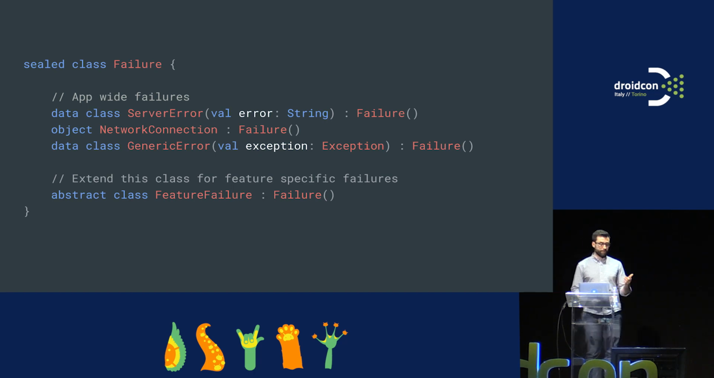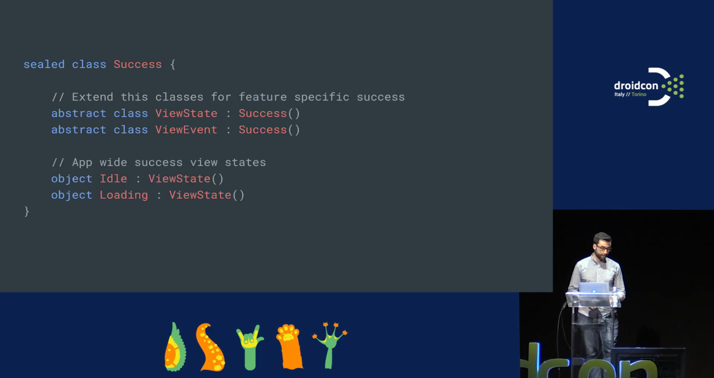And it will be crazy to have a sealed class in one file with probably 30 or 45 different failures, right? So we're going to model it that way. And we're going to take the same approach for the success.